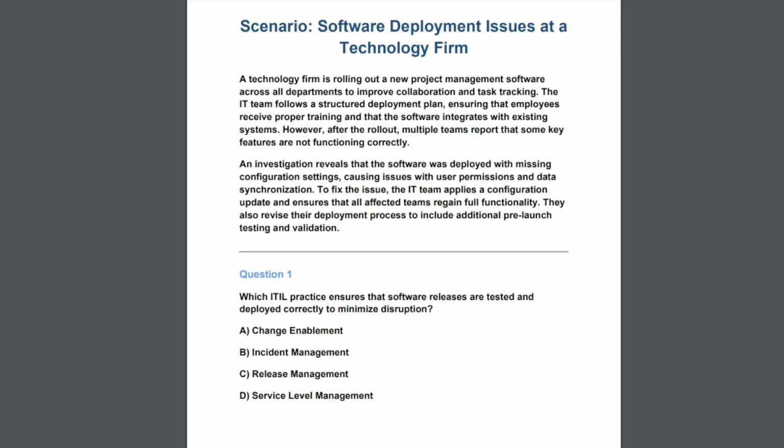However, after the rollout, multiple teams report that some key features are not functioning correctly. An investigation reveals that the software was deployed with missing configuration settings, causing issues with user permissions and data synchronization. To fix the issue, the IT team applies a configuration update and ensures that all affected teams regain full functionality. They also revised their deployment process to include additional pre-launch testing and validation.